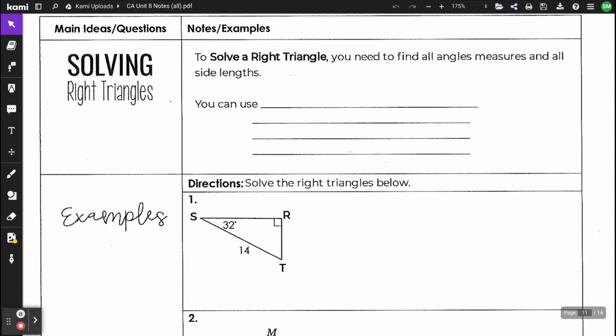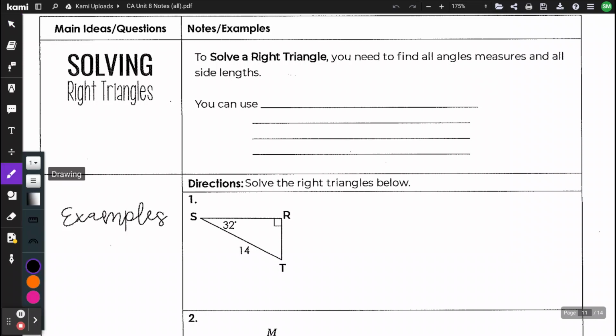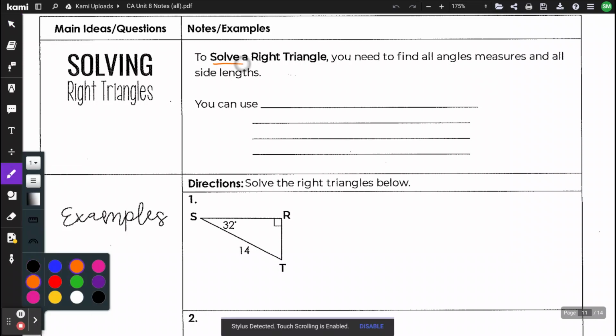We are going to solve right triangles today. The good thing is last week we learned all of the building blocks of trig. So using Pythagorean theorem, using trig, using inverse trig. That is all the information that we will need to solve these problems. Okay, so what does it mean when we say solve a right triangle? You need to find all the angles and all the sides.